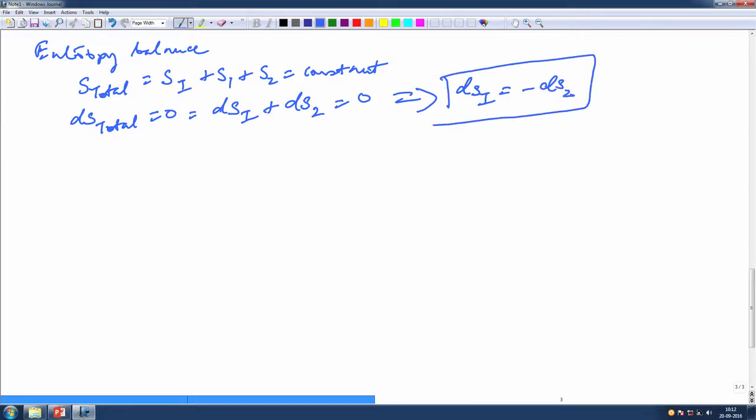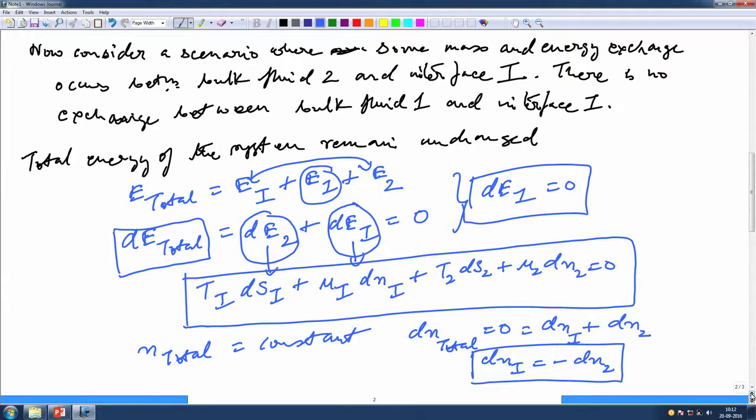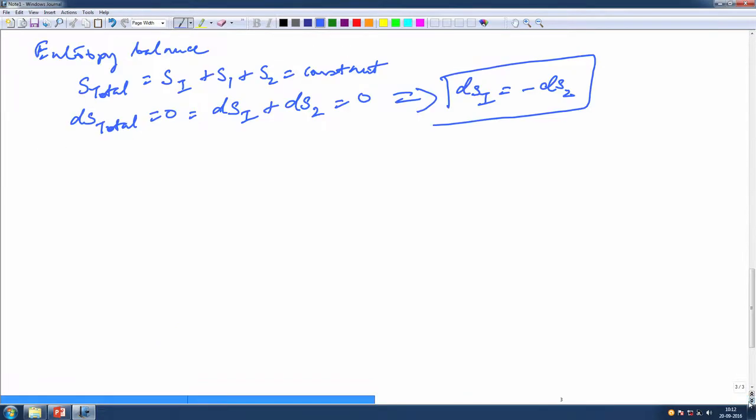So, if we now rewrite the expression that we saw in the previous slide, let us just look at it. If you look at this expression now, what we can do is cast them in terms of one variable only, because we have dS2, we have dSi, we have dNi and dN2. So, we can try to cast them in one particular form by using these relationships.